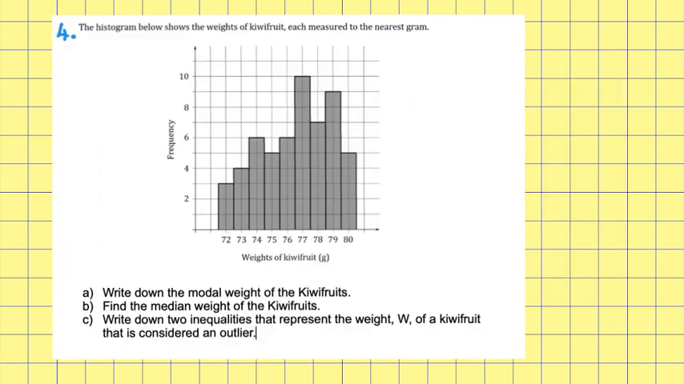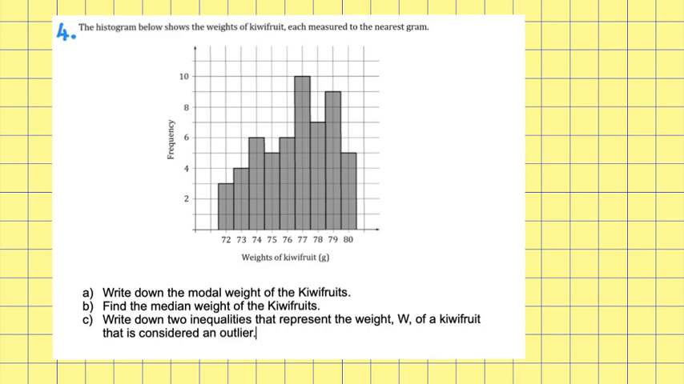Question 4. The histogram below shows the weight of kiwi fruit, each measured to the nearest gram. So we've got the weight along the x-axis and the frequency going up the y-axis. And we have the middle value for each group in the middle. They're only group size of 1 because it's measured to the nearest gram.